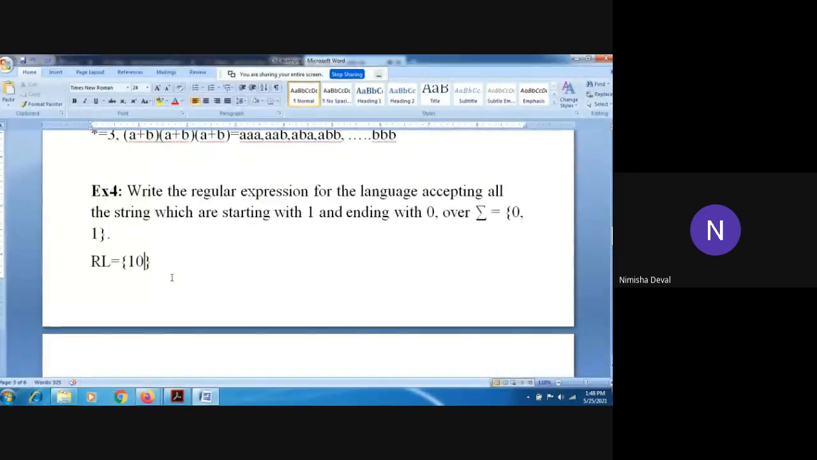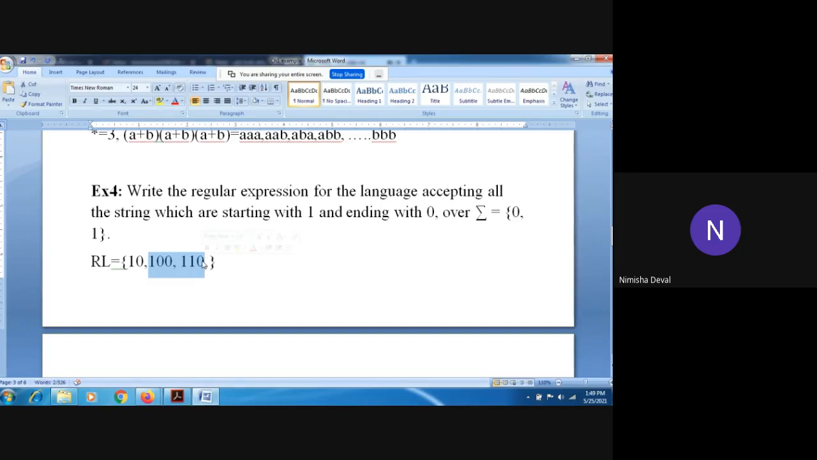Then another one. They have mentioned here starting with 1 and ending with 0. But in the middle portion, there may be different combinations of zeros and 1s. We have started with 1, ended with 0. In between that, there may be occurrences of 0, or in between that, there may be occurrences of 1.